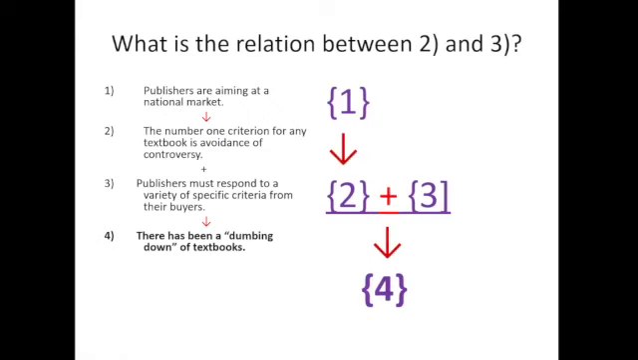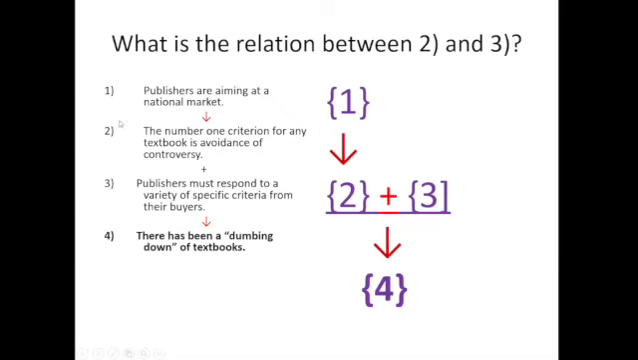So what we have here is this one fact that publishers are aiming at a national market, right? That's to say people from all across the country, a diverse group of people. They all have different sensitivities, different demands, and different kinds of things which would have to be removed from textbooks in order to keep everyone happy. Yeah, the national market.